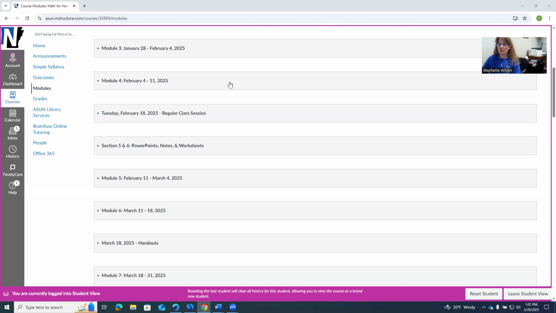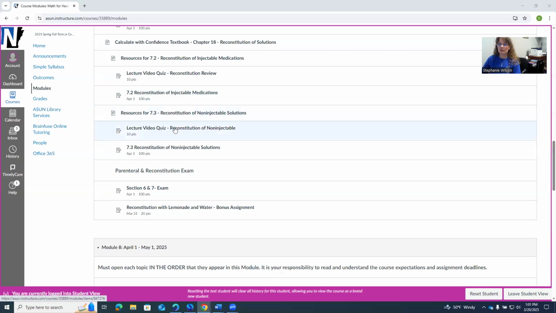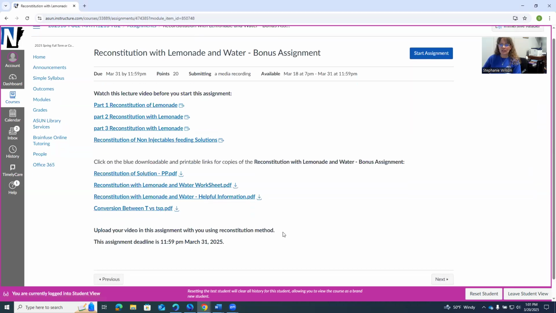When you log into our course shell, click on the modules page, and then scroll down to module section 7, which has the reconstitution of injectables and non-injectables. This is actually a non-injectable assignment. Click on the reconstitution of lemonade.